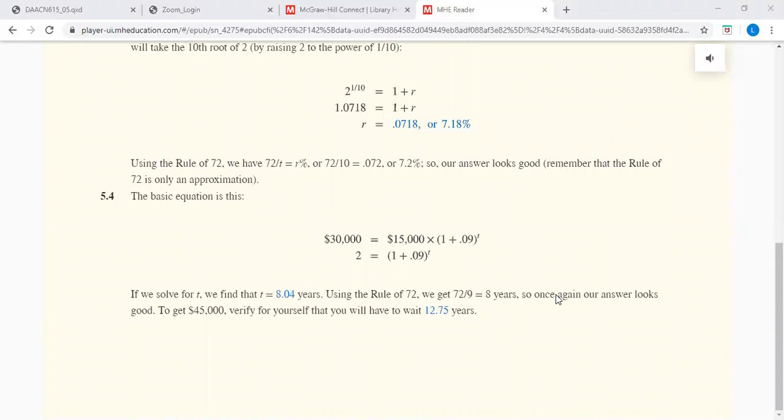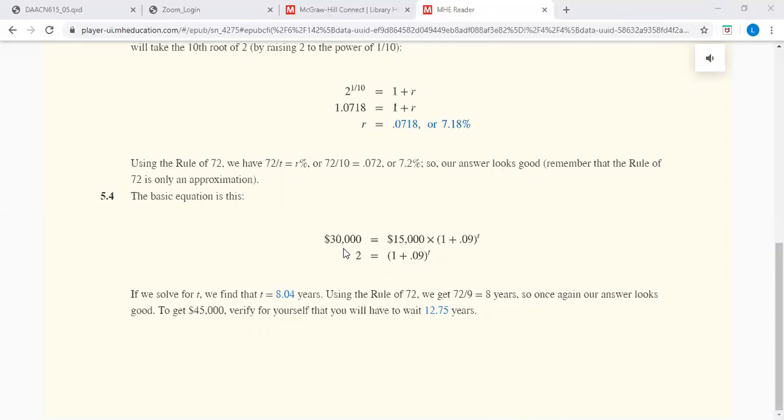Now, when we know our future value, our present value, and our interest rate, and need to determine how many time periods we need to leave the money in for, in this case, years. Take a look at 5.4. You've been offered an investment that will pay you 9% per year. If you invest $15,000, how long until you have $30,000? And then how long until you have $45,000?